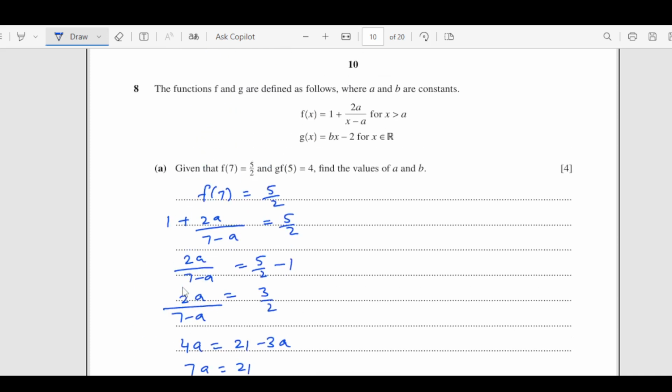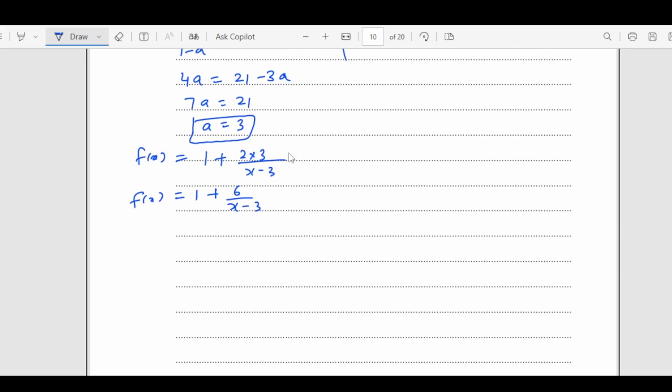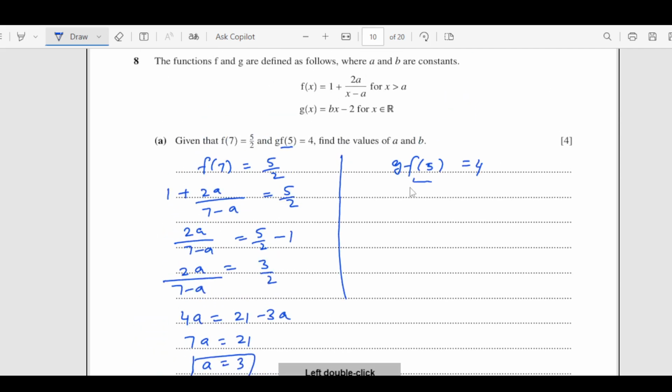We are looking for f(5), because we are going to find g of f(5), which is 4. So I'm going to substitute the value of x as 5 here. So f(5) is 1 plus 6 over 5 minus 3. So 1 plus 6 over 2, which is 3. So f(5) is 4, right? We are going to substitute that here. So we have g(4) as 4, right? So g(4), substitute the value here, that is 4b minus 2 equals 4. Then 4b is 6 and b is 6 over 4, that is 3/2. So those are the values of a and b.